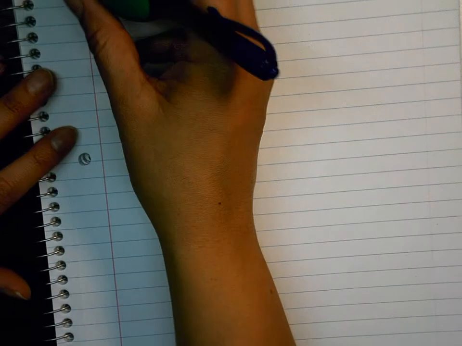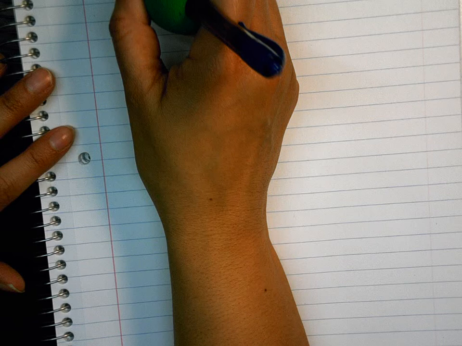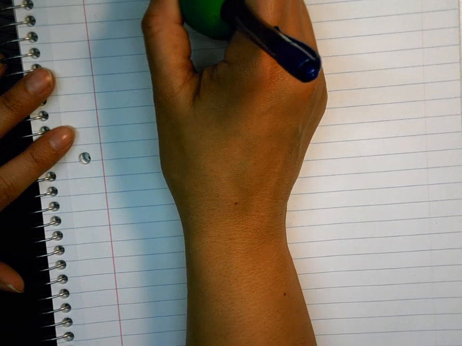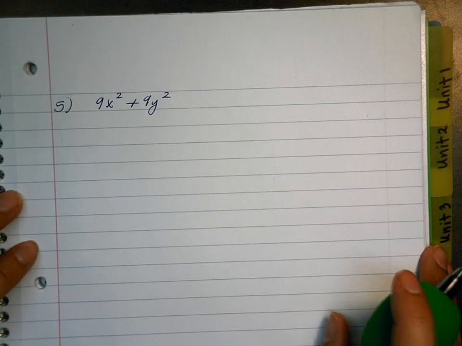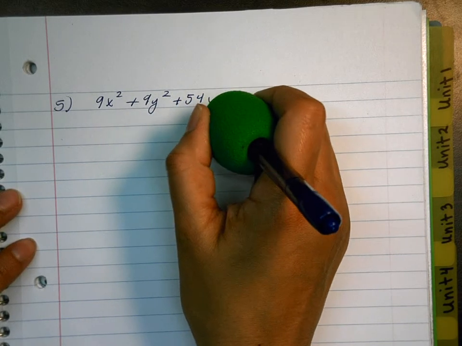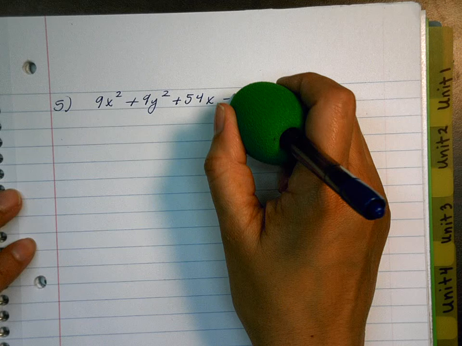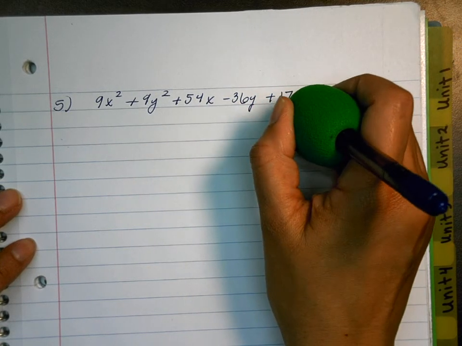Number 5. 9x squared plus 9y squared plus 54x minus 36y plus 17 equals 0.